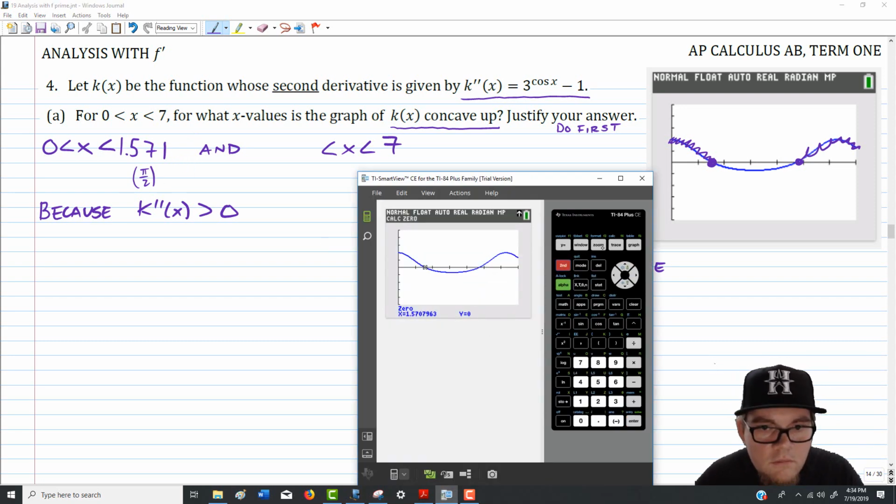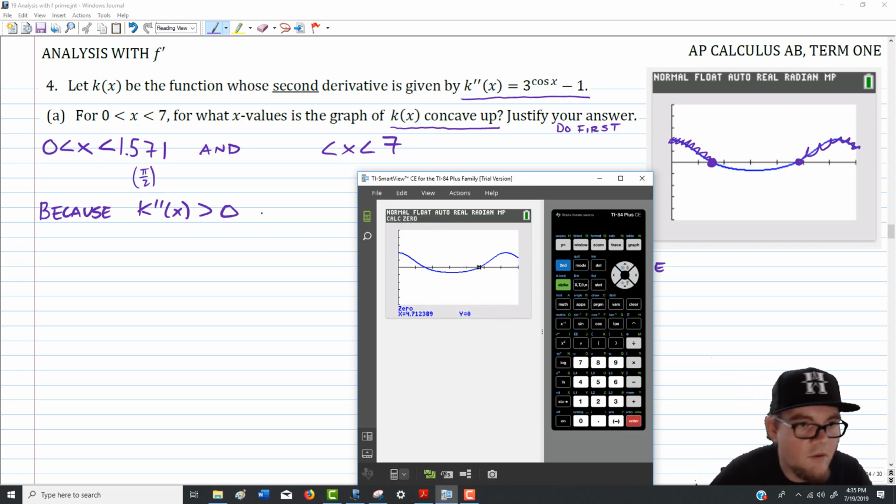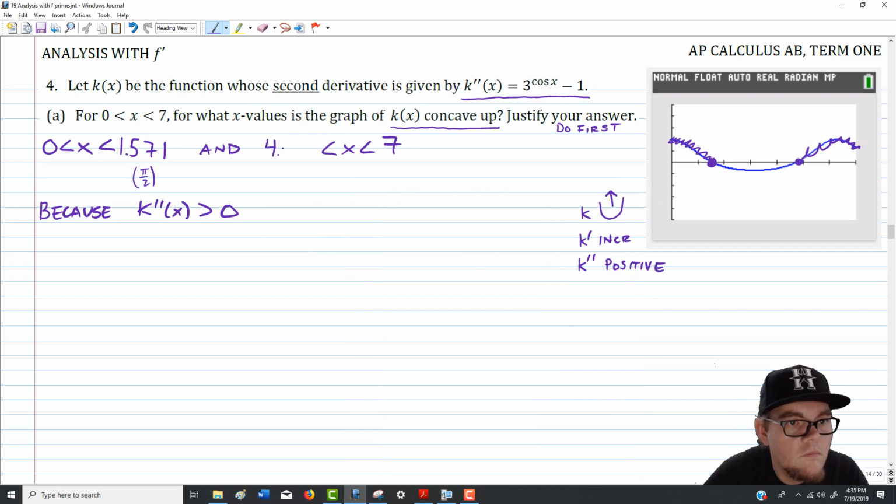And then our second 0, second trace, 0. I'm going to check this one. I'm going to go from 3 to 7. And I'll guess, I don't know, 6. It says that one's at 4.712. And as a heads up, that is 3 pi over 2, just so you know.